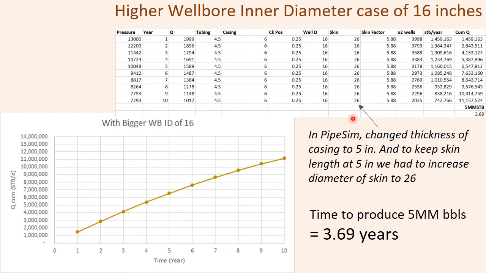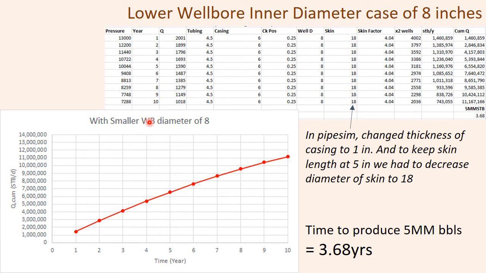For the inner diameter of 60 inches, we changed casing thickness to 5 inches. This case of higher inner diameter gave us a well life of 3.69 years. As for lower inner diameter, we have adjusted the casing thickness to 1 inch. This creates smaller area, which creates faster flow and shorter drainage life. The life of this lower wellbore diameter is 3.68 years.